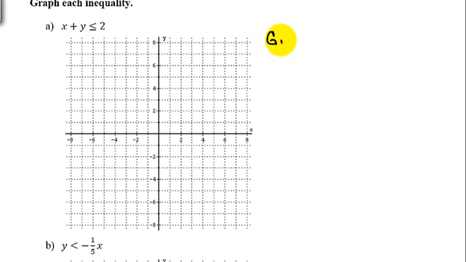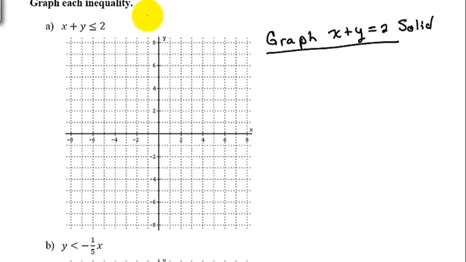So first we want to graph x plus y is equal to 2. And when there's an equal sign, you graph it as a solid line. If there's no equal sign, you graph it as a dashed line. So this one we're going to graph solid because it has the equal sign.